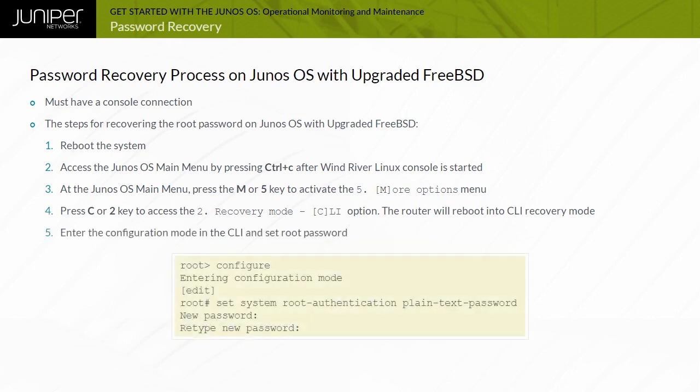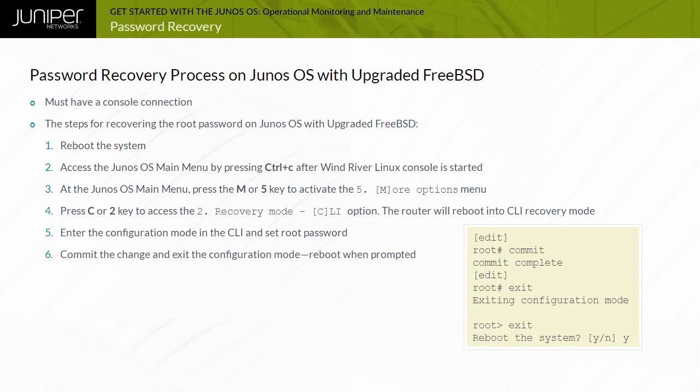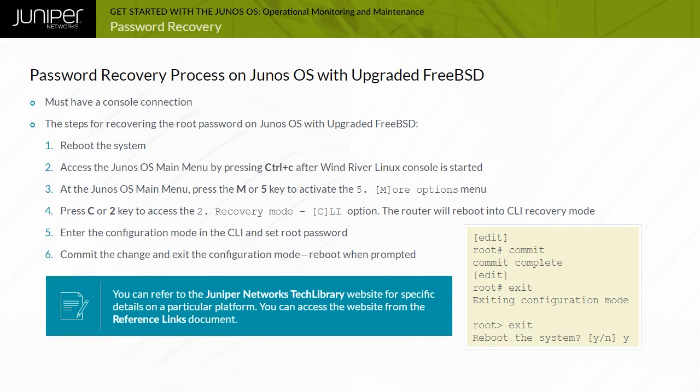When prompted, press the Enter key to immediately boot the router, or press any other key to bring up the command prompt. Enter the configuration mode in the CLI and set the root password. Commit the change and exit the configuration mode. Reboot when prompted. Refer to the Juniper Networks tech library for specific details on a particular platform. You can access the website from the reference links document.